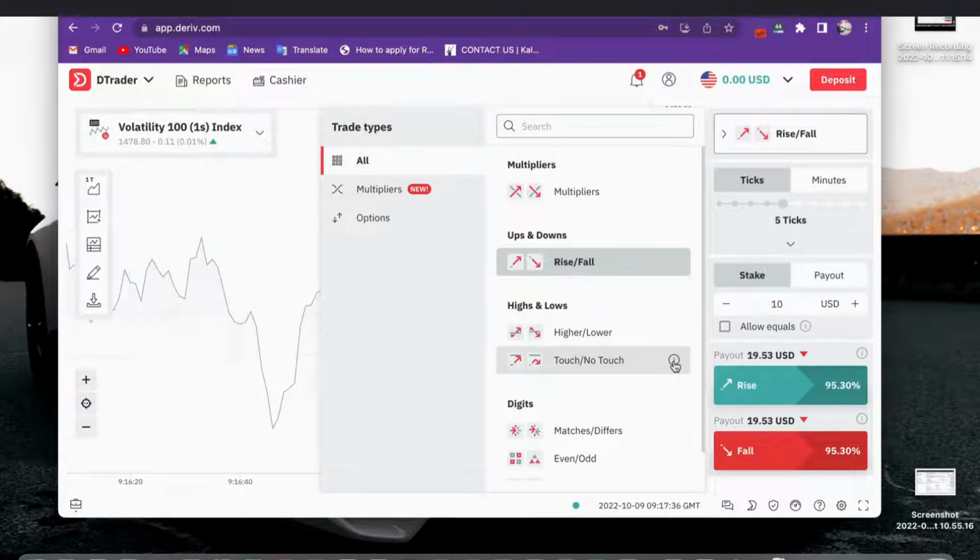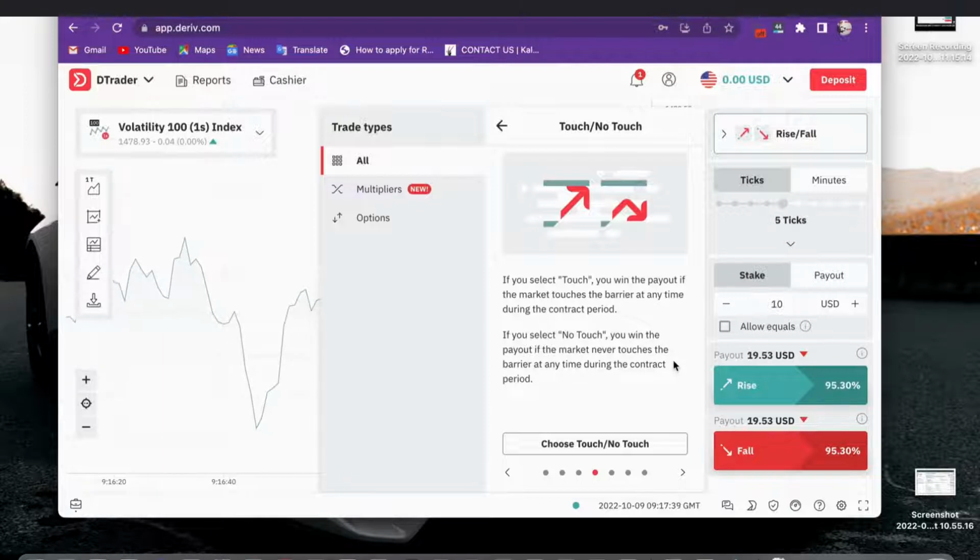Basically, touch or no touch means that if you select touch, you win the payout if the market touches the barrier at any time during the contract period. Just think about it. If the market is moving and it goes and touches that barrier, you make money. And if you choose no touch, you win if the market doesn't touch that barrier. This is way better than gambling, guys. The odds are on your side here. You're just here to make a lot of money.